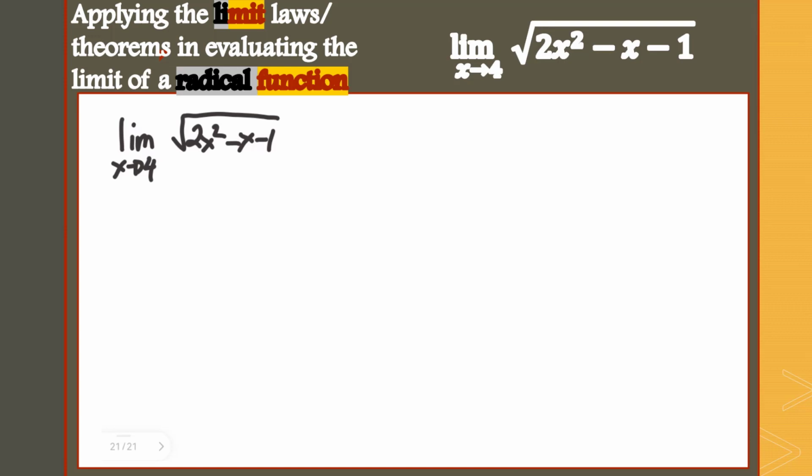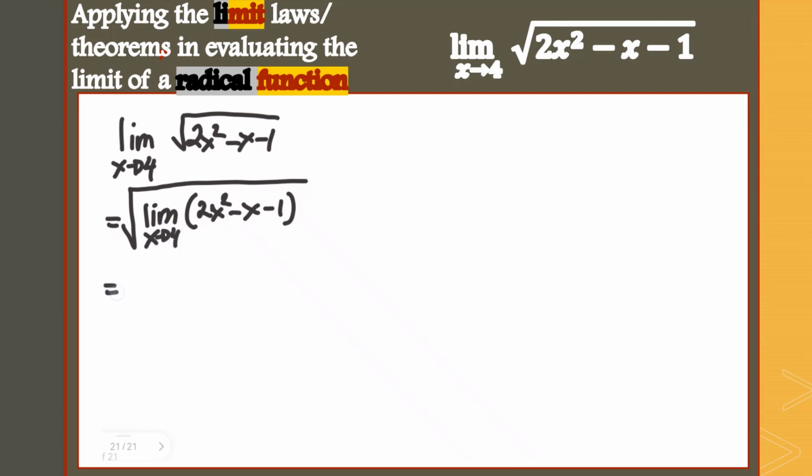The first one is we're going to use the limit of the power or the root and then the other limit theorems before the actual substitution. So we'll have it like this. Since we have the square root here, we can do it like this: the square root of the limit of, now instead of a radical function, a polynomial function here. This is the point of our limit theorem, which talks about the root of a function.